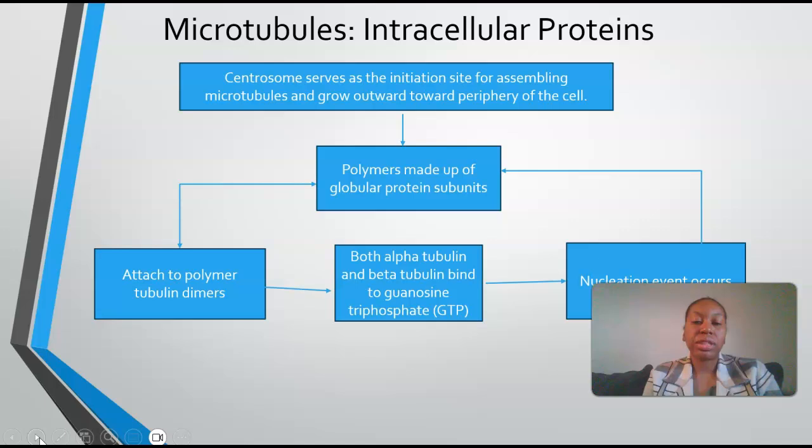This arrangement results in two ends designated as negative and positive. Although they can elongate at both ends, the growth rate is significantly faster at the positive end.